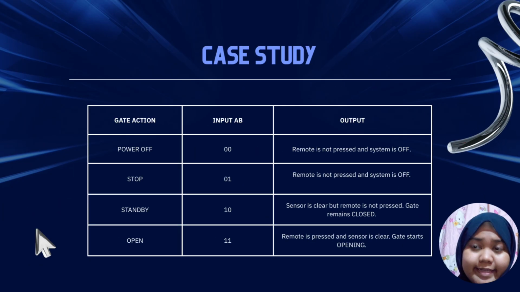Before we look at the circuitry, let's look at the operational logic. So, we have four main states. First is 00, power off, no remote signal and system is idle. 01, stop, again, no remote signal but the sensor might be triggered, the gate remains stationary. 10 is standby, the sensor is clear but the remote hasn't been pressed, the gate remains closed and ready. 11 is open, this is our true state for movement. The remote is pressed and the sensor is clear, allowing the gate to open safely.